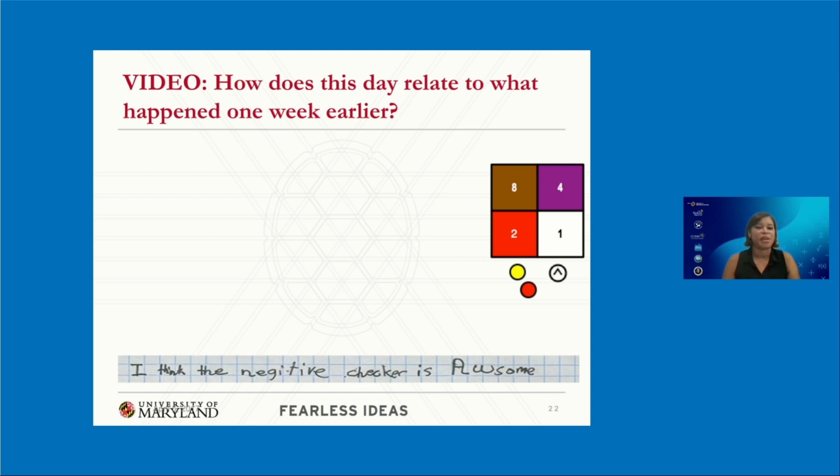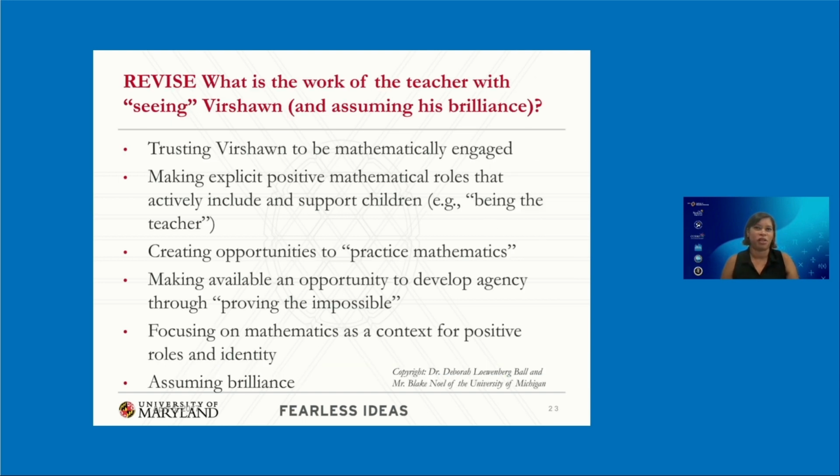So what happened in this environment with Vershawn, right? What was the work of the teacher with seeing Vershawn and assuming his brilliance? The teacher trusted Vershawn to be mathematically engaged. The teacher made explicit positive mathematical roles that supported him. Like, he got to be the teacher. He got to choose numerical examples and take feedback from the students in the mathematical community, which created opportunities to practice mathematics. He had an opportunity to do ambitious math by developing agency, by proving the impossible.